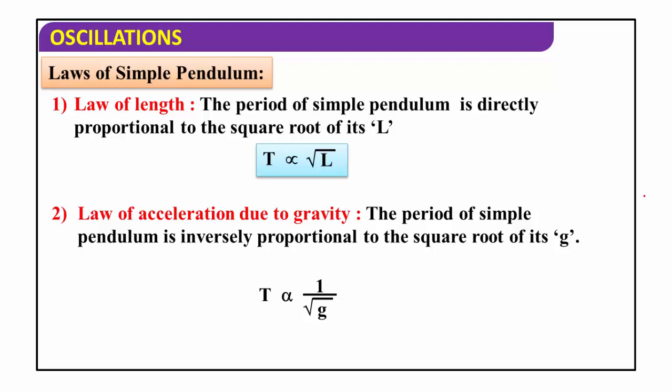That is called the square of the time period. The square of the time period of the simple pendulum is directly proportional to its length, or the time period of the simple pendulum is directly proportional to the square root of its length. And the second law states that the time period of the simple pendulum is inversely proportional to the square root of its acceleration due to gravity. If the acceleration due to gravity value is very high, the time period is very low. If the acceleration due to gravity value is very low, then the time period is very high.